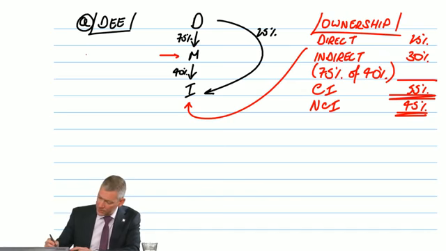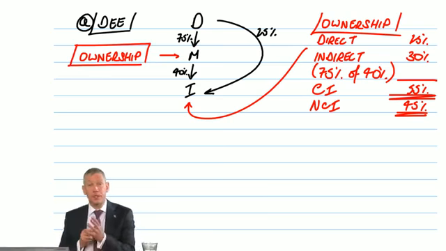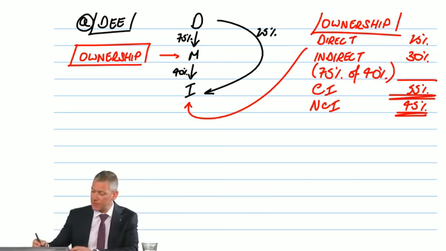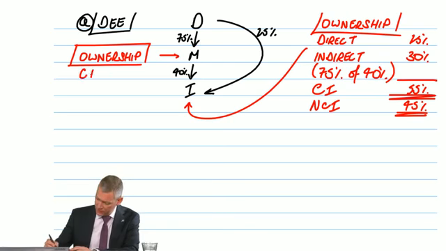Oh, but hang on, wait a second. There is also an ownership split in the mid-sub as well. There's actually two subs here. We've got 75% of M, therefore the controlling interest is 75% and the non-controlling interest is 25%.